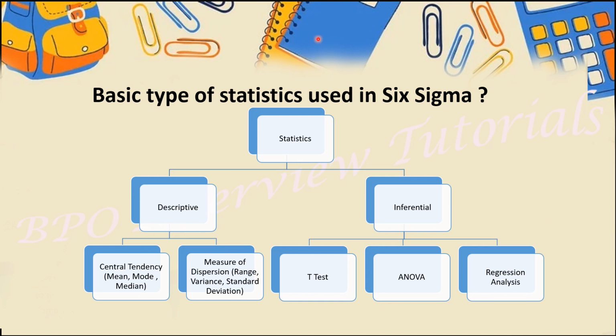This is the entire thing we will be learning about in statistics for Six Sigma. We will start with the mean, mode, and median, which come under central tendency. Then we'll go with the range and variance, and how to calculate them with the help of examples. We will go with standard deviation and everything.